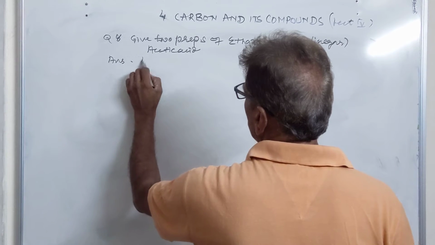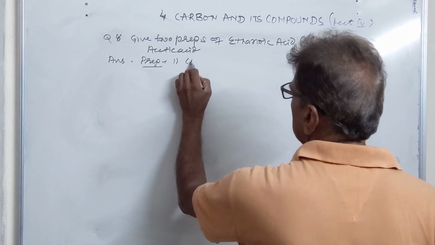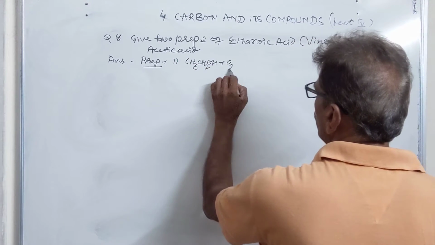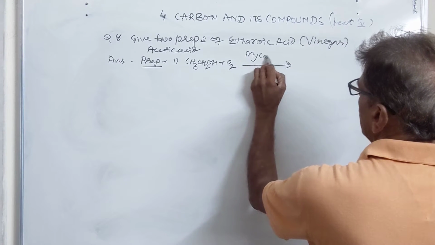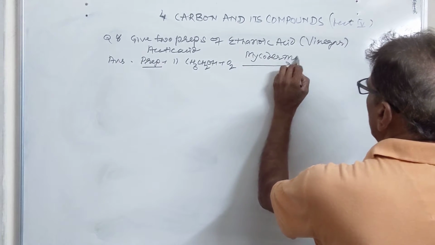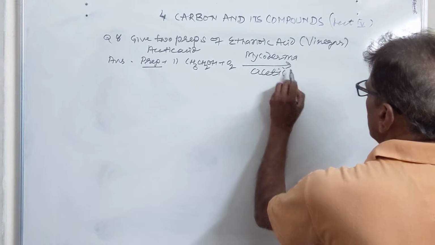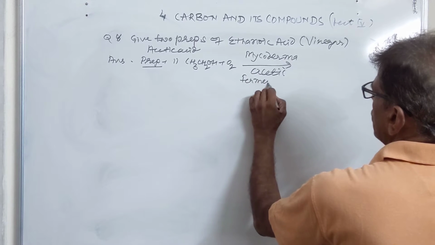So the answer will be preparations of ethanoic acid. The first method is CH3CH2OH, which is given oxygen in the presence of bacteria called Mycoderma aceti. This reaction is called fermentation.